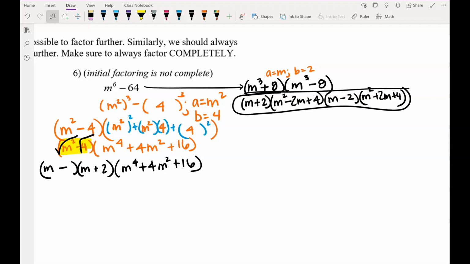crazy different. But when we FOIL them back, should they give us an identical answer to M to the 6 minus 64? Yes. Okay. So we can have both for this particular case. All right, guys? So in this case, we can have both answers, but when we multiply it back, it will be the same.